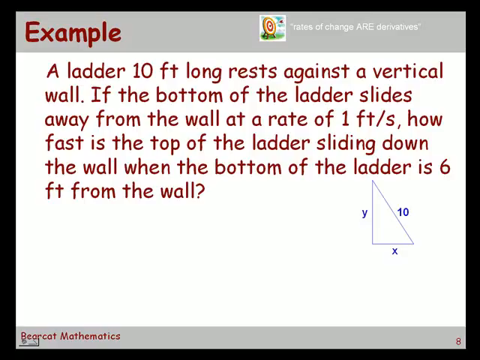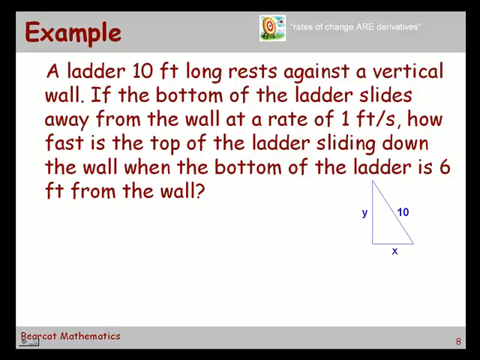10-foot ladder. My x distance away from the wall is positive. My y distance up the wall is positive. So I'm thinking about this being drawn on or superimposed over a coordinate plane where 0, 0 is here at the right angle. That's going to help me a lot here to think of it that way, because if that's a right triangle, I have all kinds of tools that I can use with right triangles.